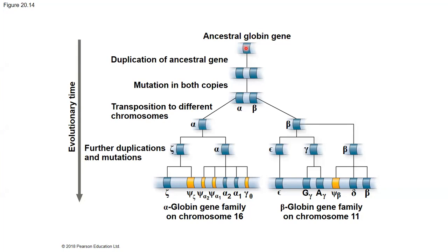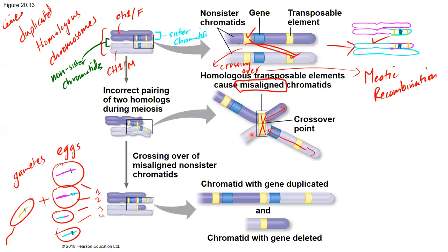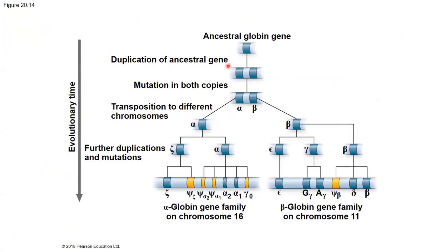and this gene was duplicated. Okay, and you have to understand that it could be duplicated because of errors during, let's say, like here during meiosis, and the duplicated chromatid was used for fertilization to generate, let's say, a new organism. Or it could be duplicated because of transposable elements.